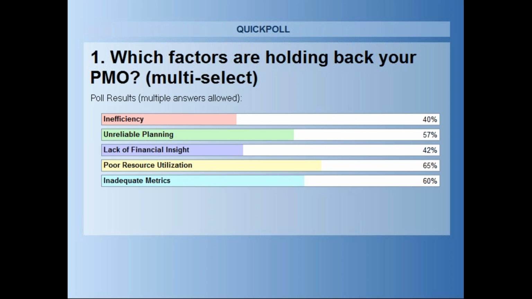As we can see here, it's across all the factors, which is exactly what we're expecting, simply because, from the surveys that we've run, these are obviously the primary contributing factors to that value erosion. Glad to see that unreliable planning, which is going to be the topic of today, is at 57%. We'll also talk a little bit on lack of financial insights. As I said, I didn't go too deep into resource management and resource utilization problems, but that is still a top problem for every organization we deal with. So no surprise that's coming out at 65%. So let's move on.